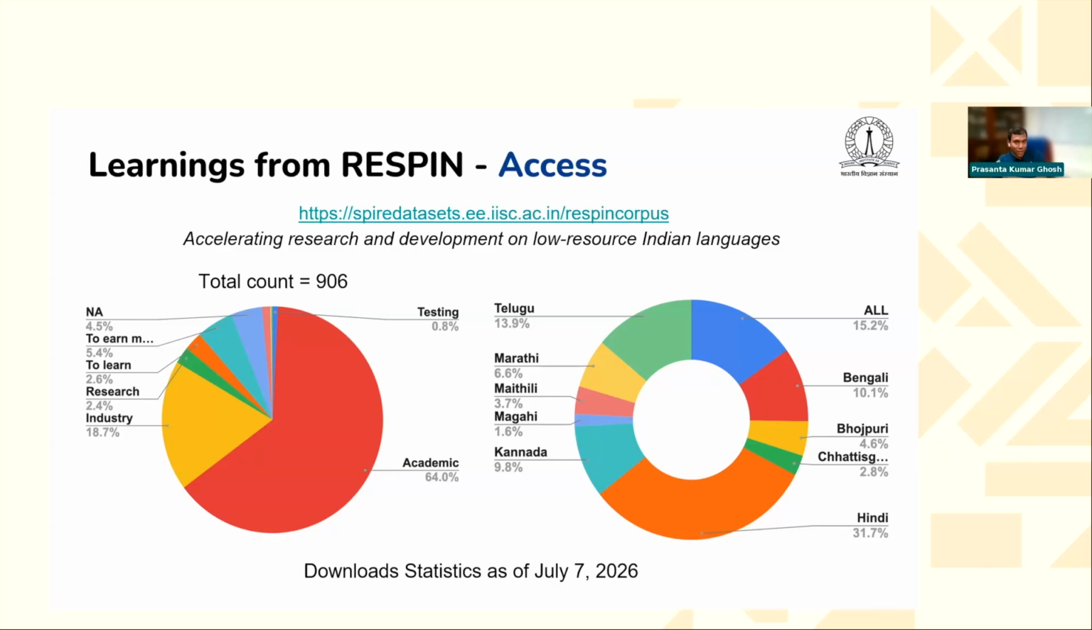The second learning that we had: although we put the data out, how do we know how much it helped to move the needle in the overall landscape of the voice AI system, particularly for agriculture, right? That answer I don't have for Respin, because there have been several downloads and you do not know specifically how much it helped move things at that point of time.